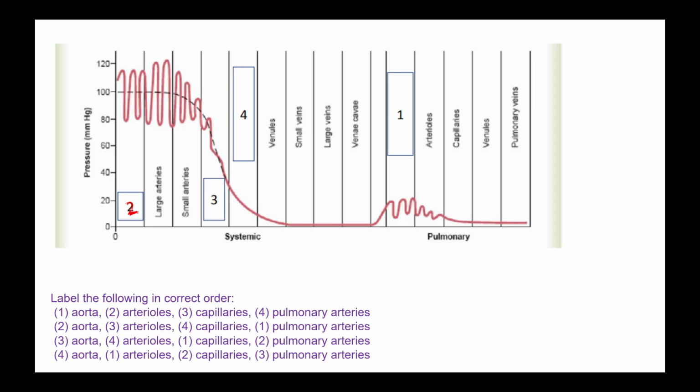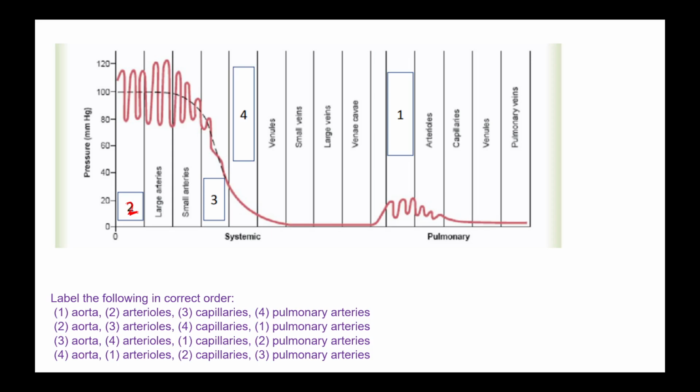Second one is the aorta, and then it goes to larger arteries, smaller arteries, and the third ones are the arterioles. Okay, third one, and then we have the fourth one, where the pressure is, yeah, there, the capillaries.